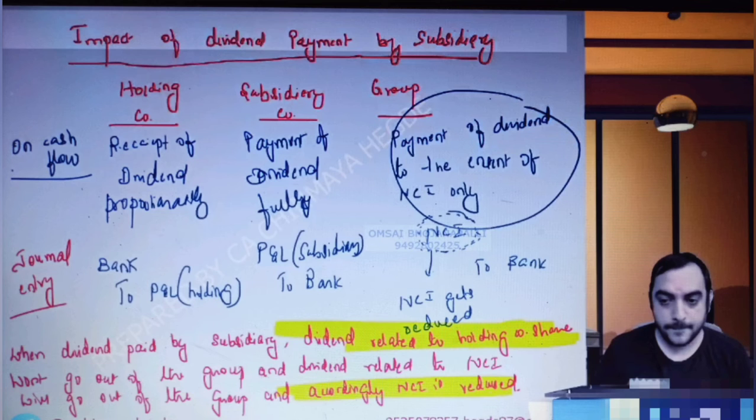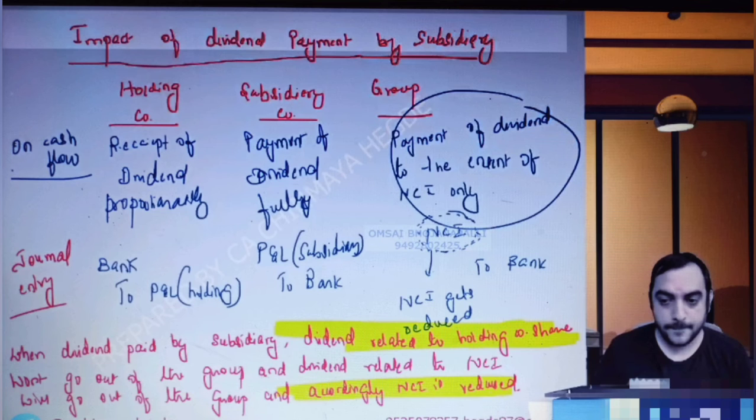Can you tell me in the balance sheet where it will be indirectly included? I'm not talking about the asset side, I'm talking about the liability side. The dividend paid by the subsidiary company to the holding company is not going out of the group, so it should be somewhere in the group itself. In the group, where will it be included? It will be included in other equity under the heading ConPL.